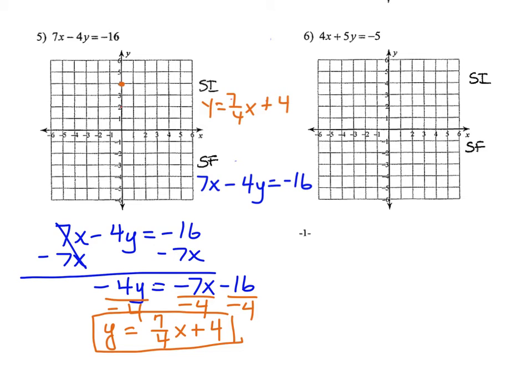I'll go to 4 on the y-axis. Now notice here I can't count up 7 and over 4. I run out of room. I know my line should be going like this. So instead of going up 7 and over 4, I'm going to go instead down 7. 1, 2, 3, 4, 5, 6, 7. And to the left, 1, 2, 3, 4. And there's my line. So if you run out of room on the graph, just head the other direction. Keep in mind, again, the slope in this case was positive. All right, try number 6.